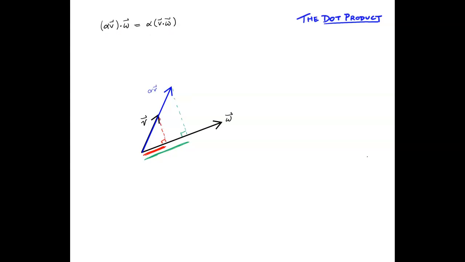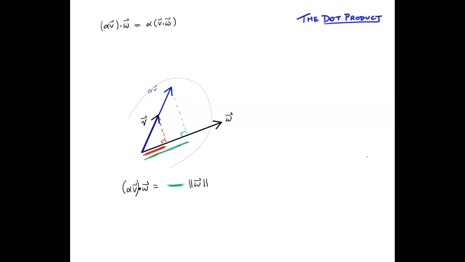In fact, if we think about the left-hand side of our proposed equation, alpha v dotted with w, that is going to be this green length times the length of w. So I will write that in right here. That's the green length times the length of w. But there's an observation we need to make here about that green length.